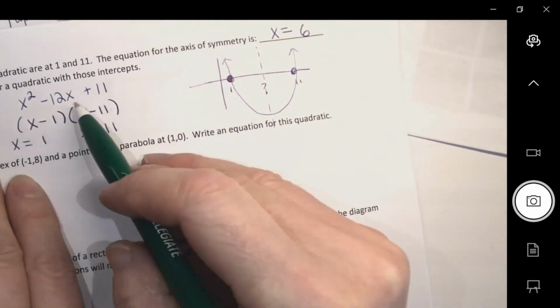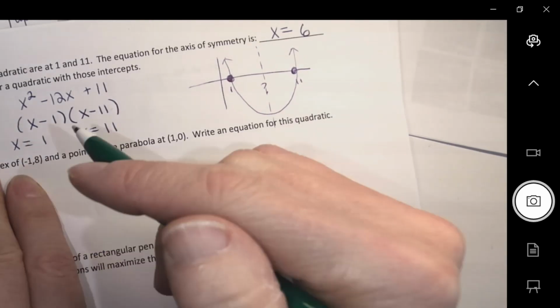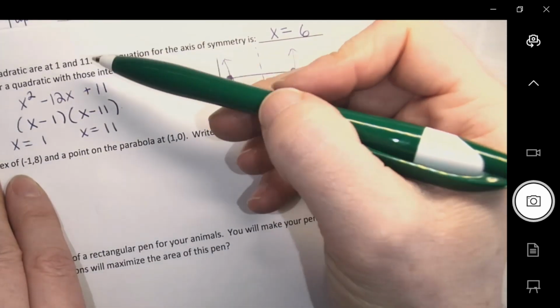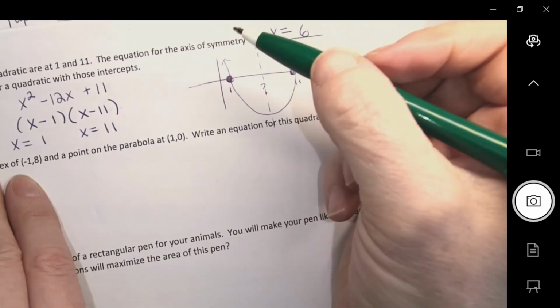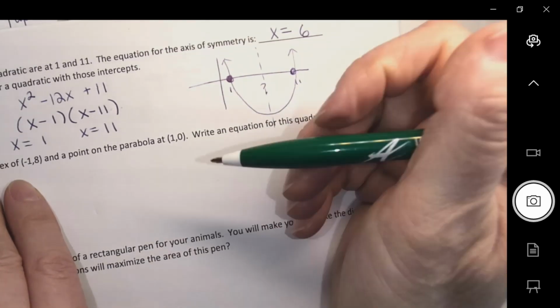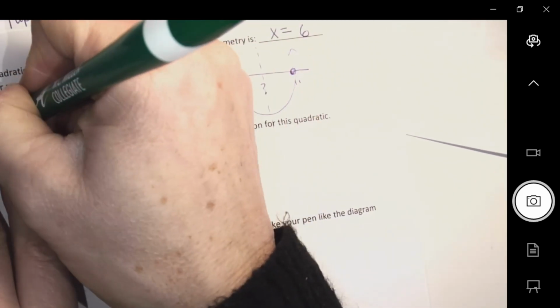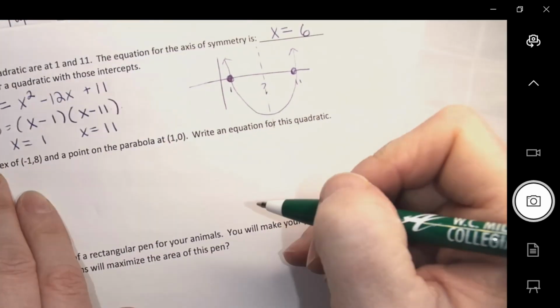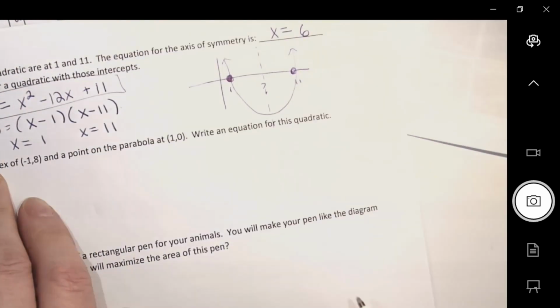You can go boom, boom, boom, boom, foil it, or shortcut and understand, well, I factored by doing this to multiply to 11. What is wrong with what I've written? There's something missing. Not equal to. I'm going to go equals y. On this step, it would have been 0, but to finalize it, you need a y equals equation.